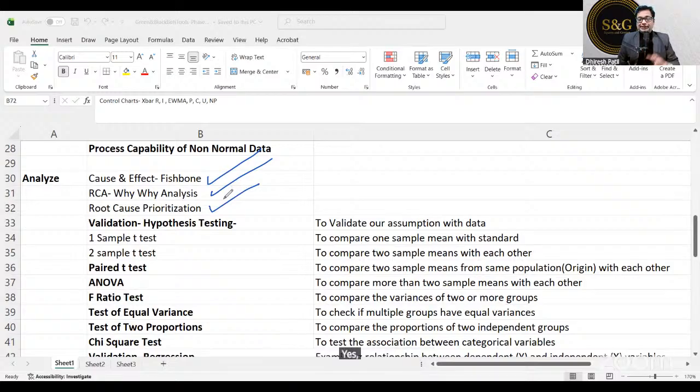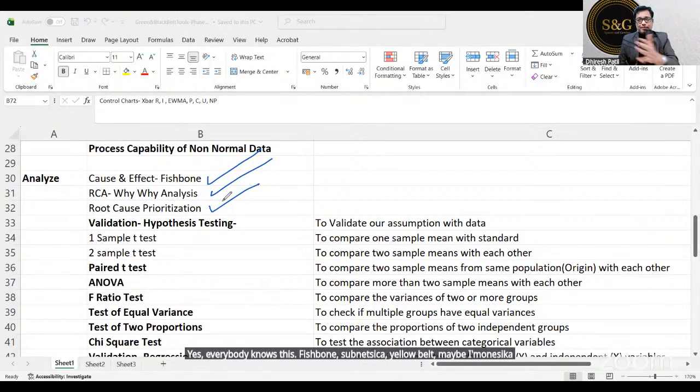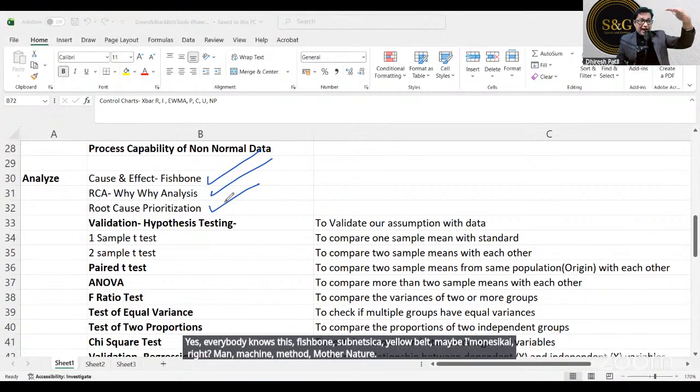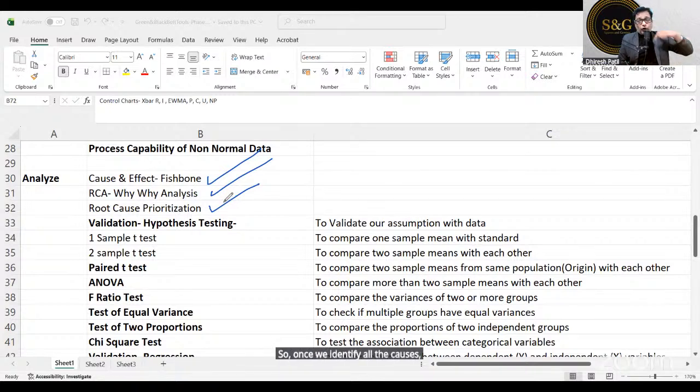Yes, everybody knows this. Fishbone, everyone has learned it, we learned it in yellow belt also, right? Man, machine, method, mother nature. So once we identify all the causes, then we go for why-why analysis, root cause analysis, and after that we get a huge number of root causes. Okay, so then we prioritize those root causes. There are some prioritization tools we use to prioritize, and only the top root causes we take for the solution.